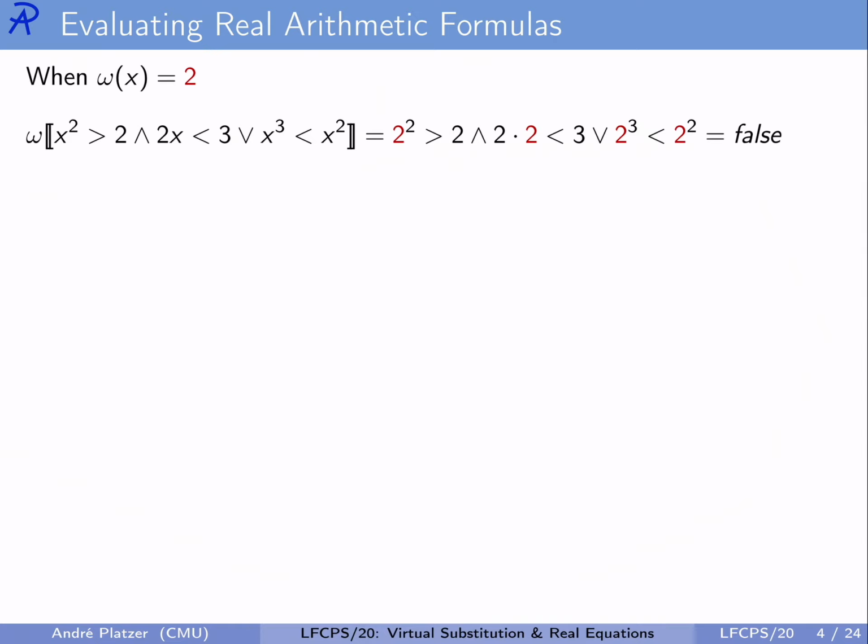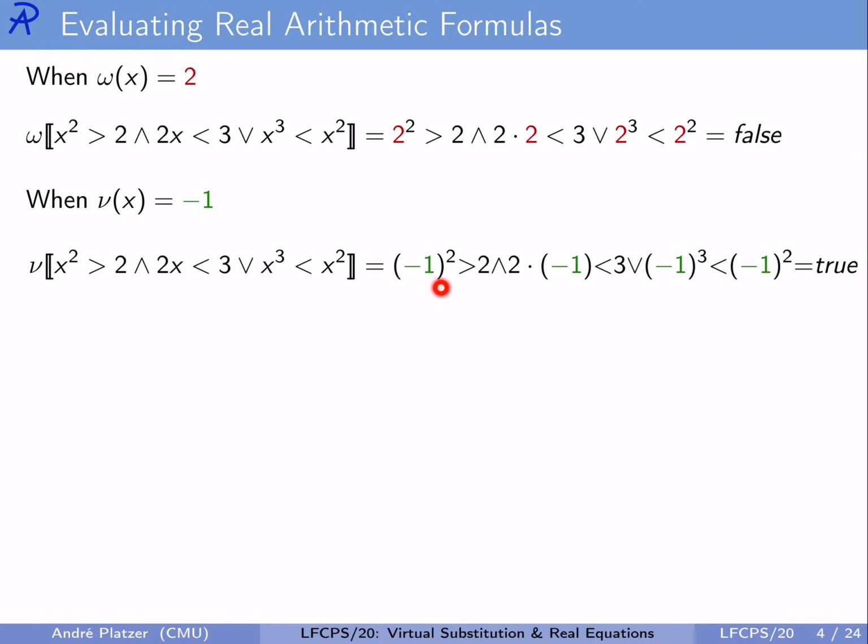But what if we had chosen a state nu with a different value for the variable x, namely the value minus 1. Well, in that case, evaluating the exact same real arithmetic formula in that state nu would have led us to minus 1 plugged in everywhere for x, and that then evaluates to true. So we have two very different truth values, and of course, for concrete choices of real numbers for each of the variables, it's a piece of cake, completely trivial to evaluate real arithmetic. But the point is, how do we decide whether real arithmetic formulas are valid, so true in each and every state?